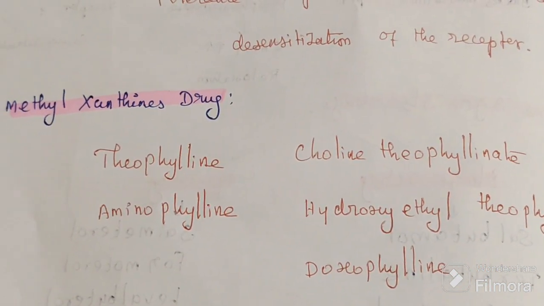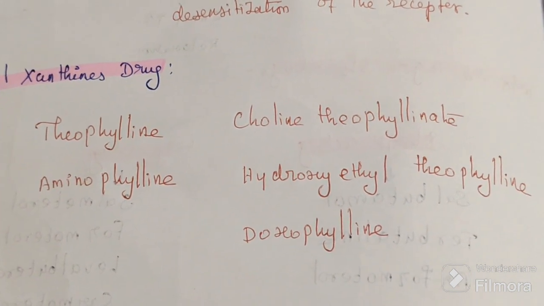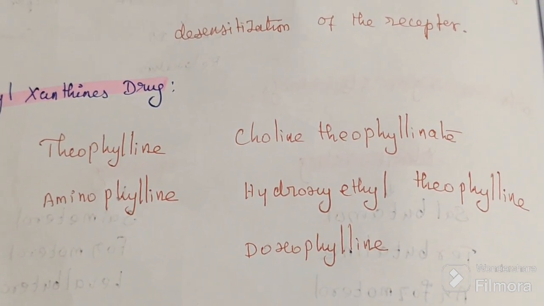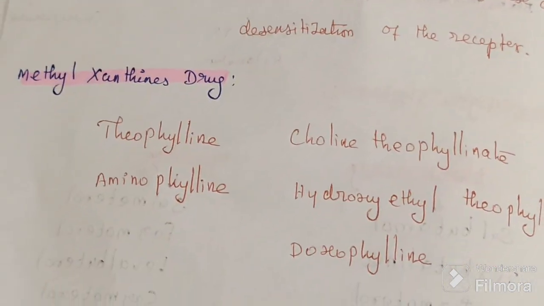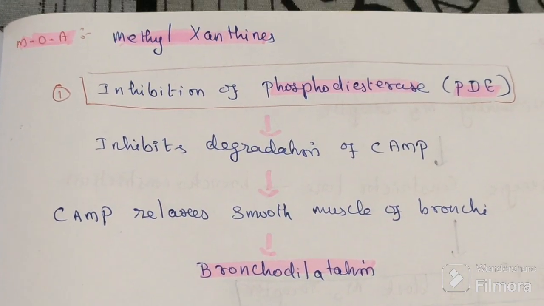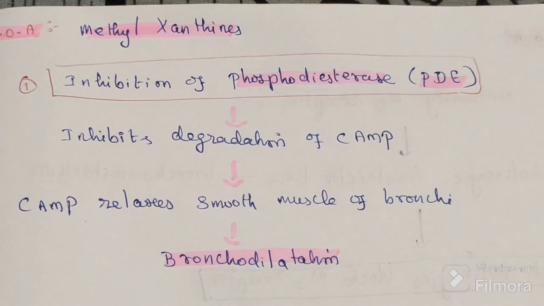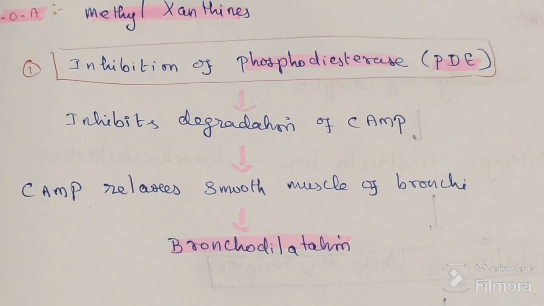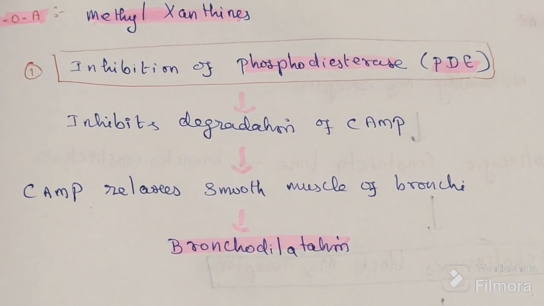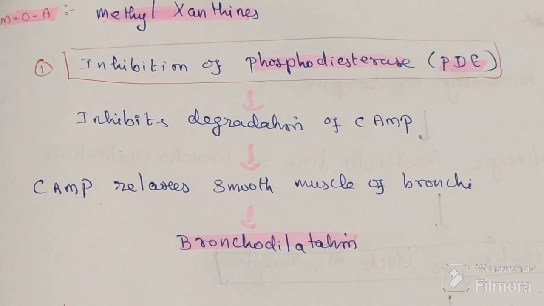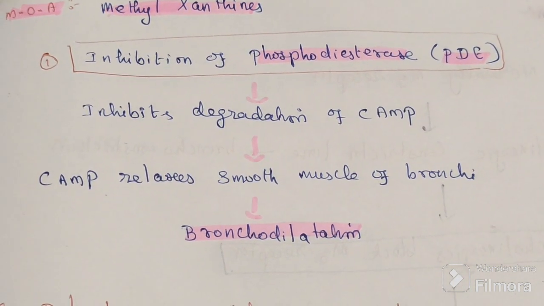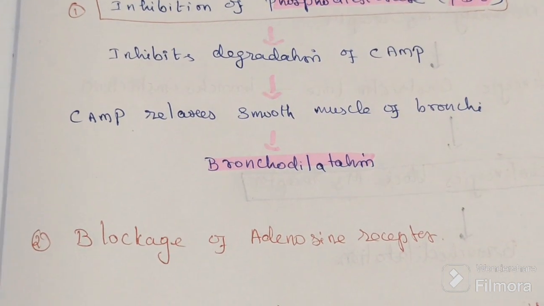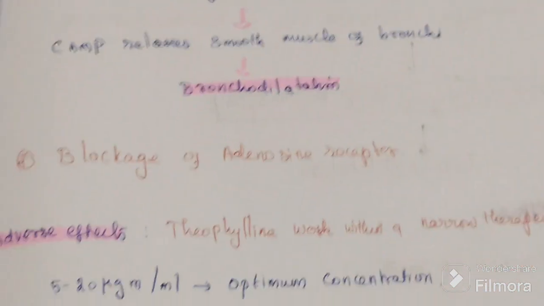Second type of drugs, methyl xanthine drugs. The main drugs are theophylline and aminophylline. Mechanism of action of methyl xanthine: it inhibits the phosphodiesterase enzyme, so it inhibits degradation of cyclic AMP. So cyclic AMP relaxes smooth muscles of the bronchi, so here bronchodilation. One more important function: blockage of the adenosine receptor.